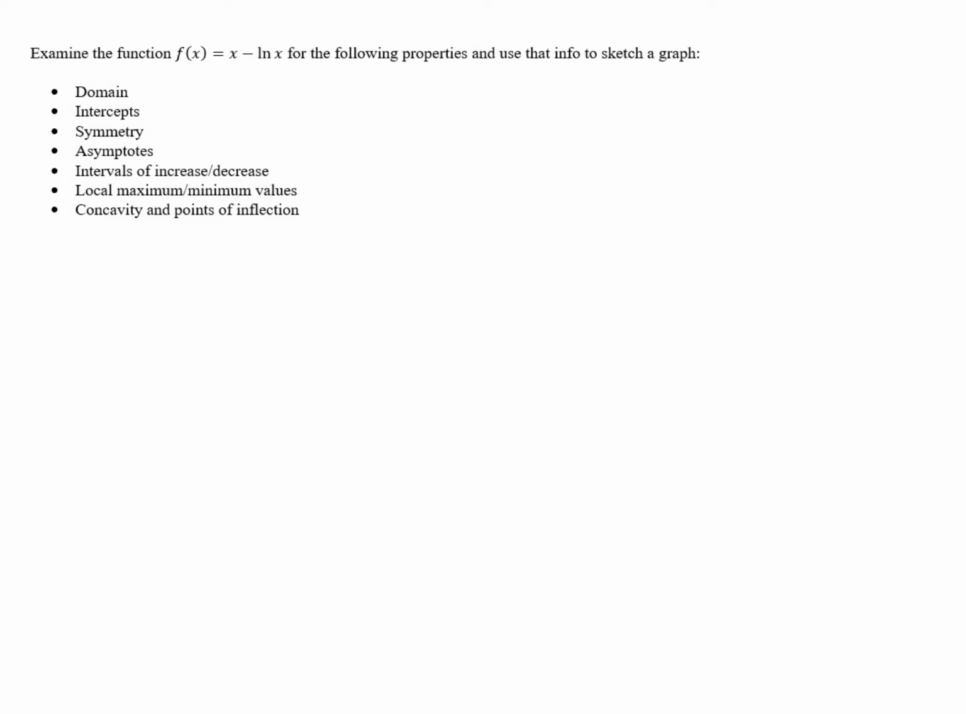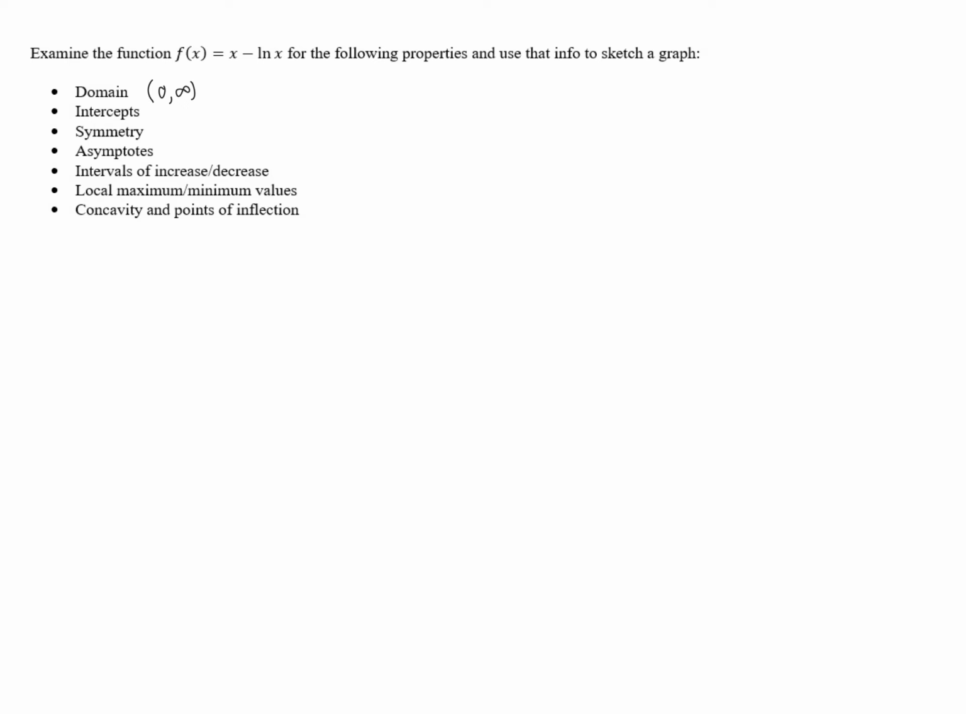Examine the function f of x equals x minus ln of x for the following properties and use that info to sketch a graph. So we're going to start with the domain, and we know that because this includes an ln of x, the domain is not going to include the negative numbers or 0. So the domain here is going to be from 0 to infinity.